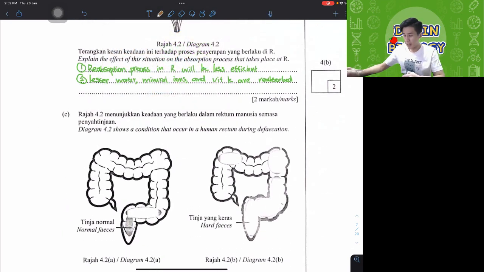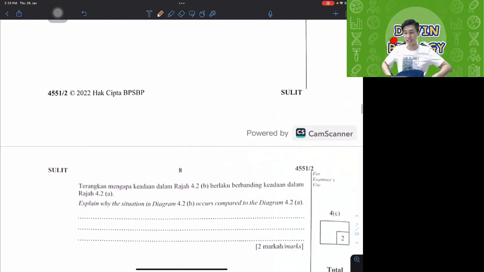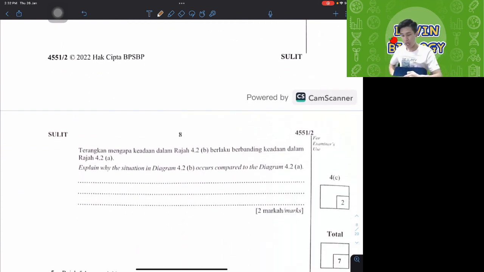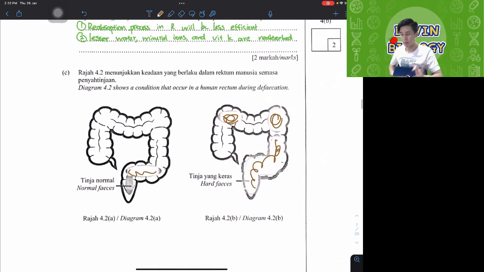Okay. Now next, this one actually here is the poop. Yeah, here cannot see very clearly. 4.2 shows a condition that occurred in the human rectum during defecation. Why the situation in 4.2B occurs compared to 4.2A?